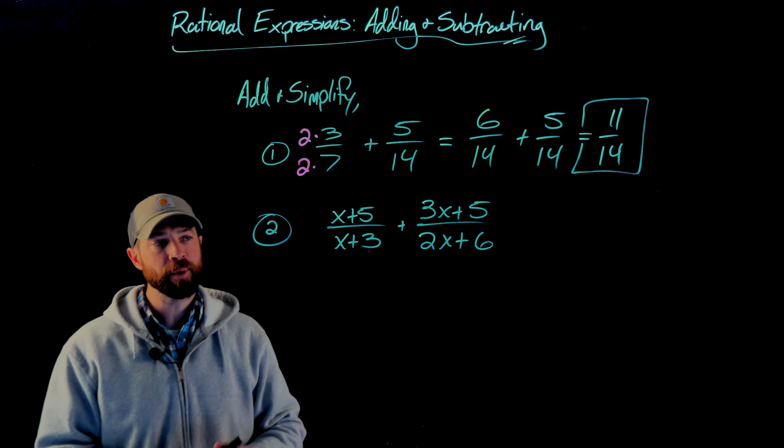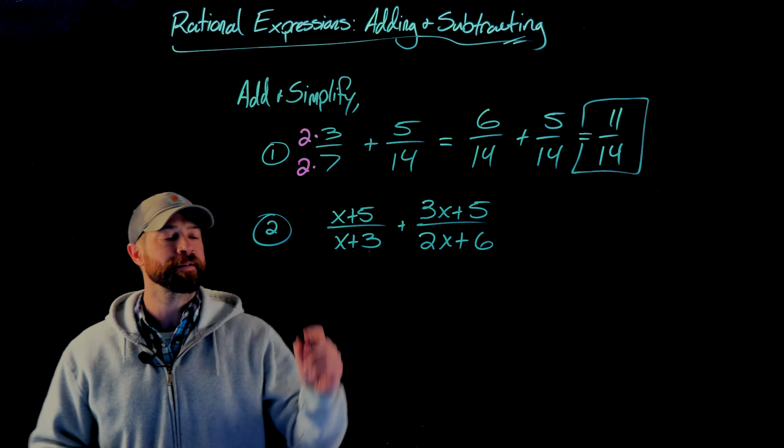In this case, what I'm going to do for my first step is multiply the numerator and denominator by 2. Because they have more than one term, I need to make sure I use distribution when I multiply this out. The numerator would give me a 2x plus 10. And the reason I multiply by 2 is because the denominator becomes 2x plus 6, which is now the same as this second expression.